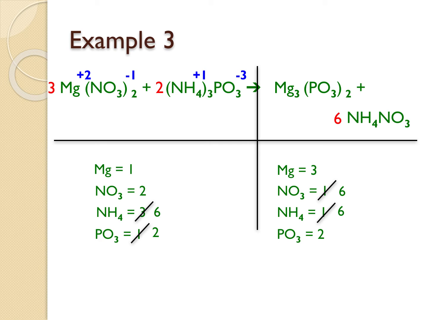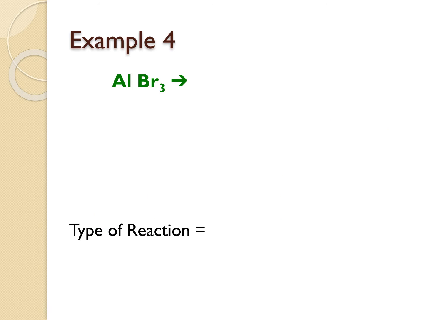So next thing I'm going to do is put a 3 in front of my MgNO3, my magnesium nitrate, and this is going to change my magnesium to 3 and my nitrate to 6. Alright? So I think we're all balanced here, everything looks good, and that's pretty much all you got to do, guys. Alright, one more, so go ahead and copy this down.